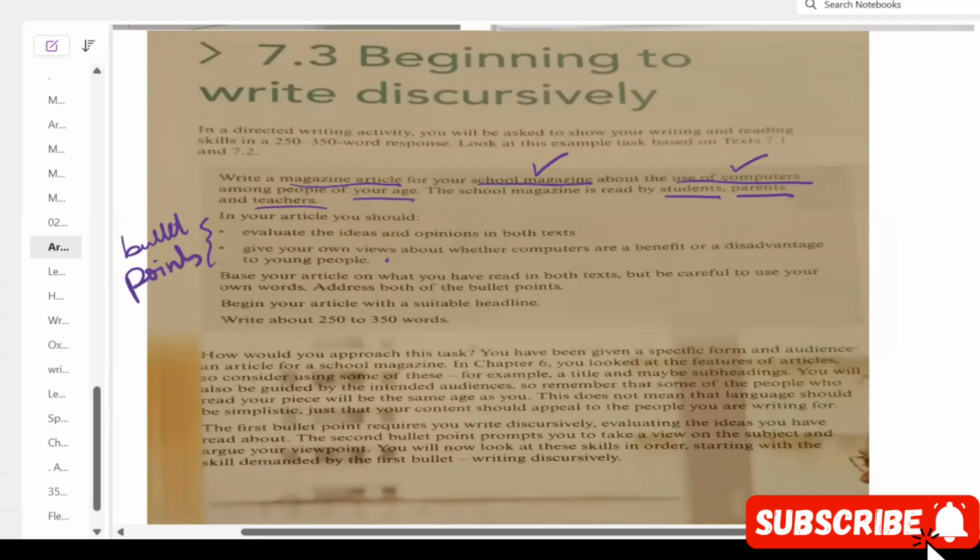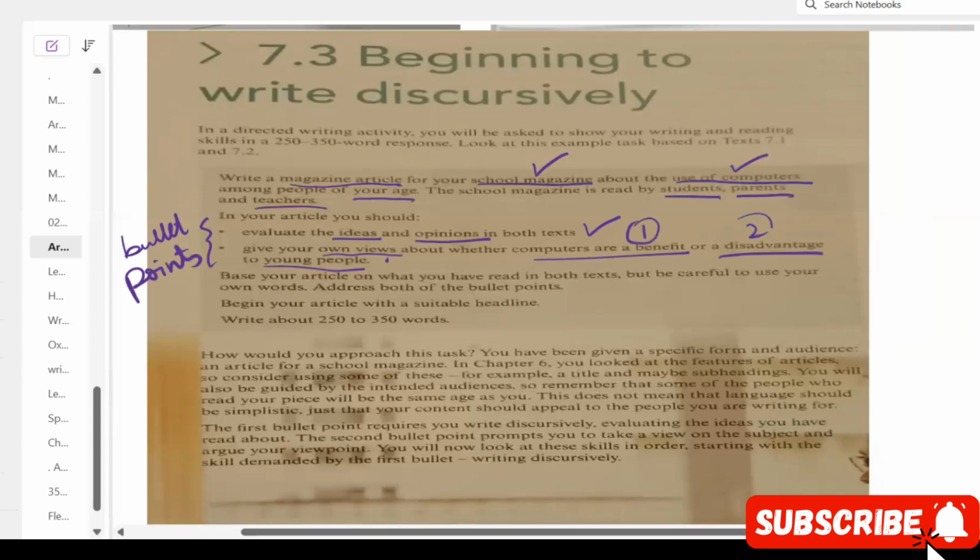These are the bullet points, my dear friends, we need to focus on. In your article you should evaluate the ideas and opinions in both texts. So whatever ideas and opinions they have given, we are going to evaluate them in our own wordings. All right, give your own views about whether computers are a benefit or a disadvantage to young people. So how many parts we need to discuss in it?